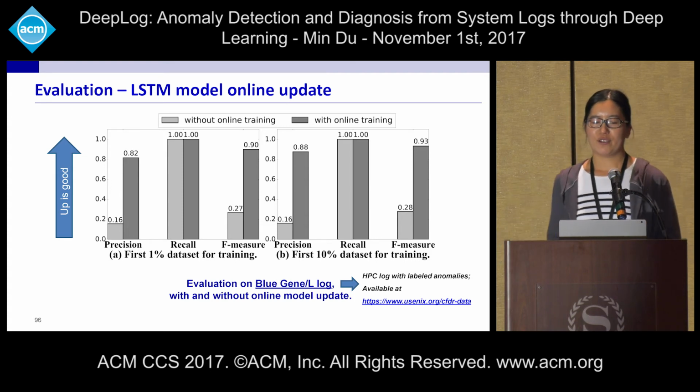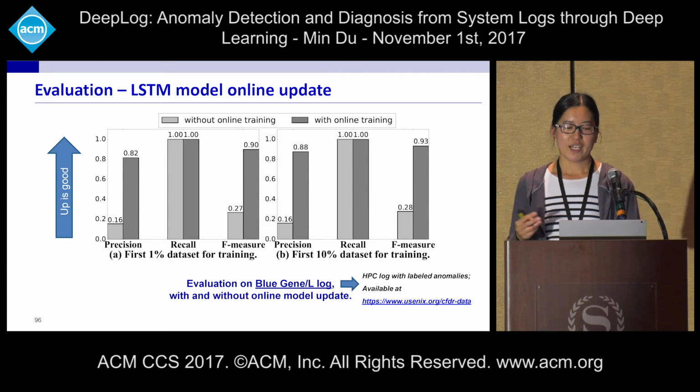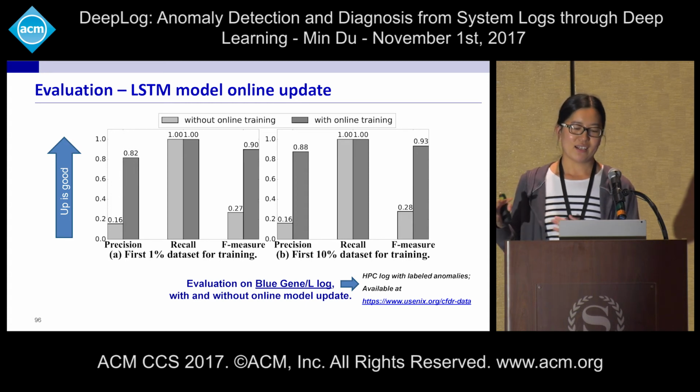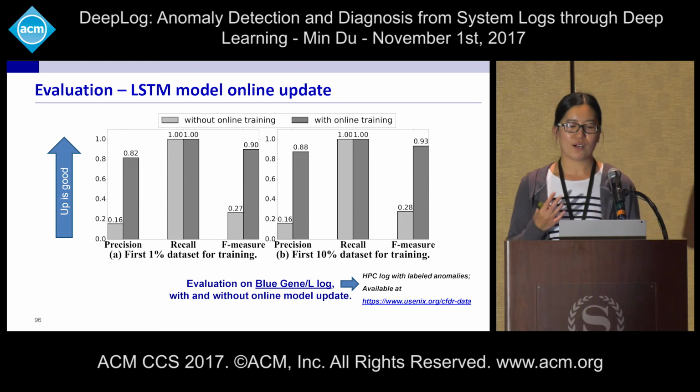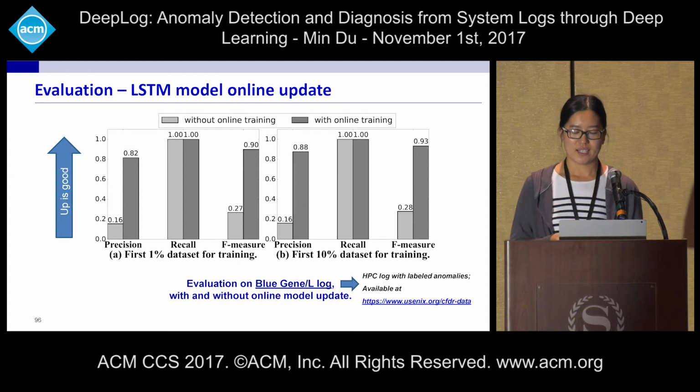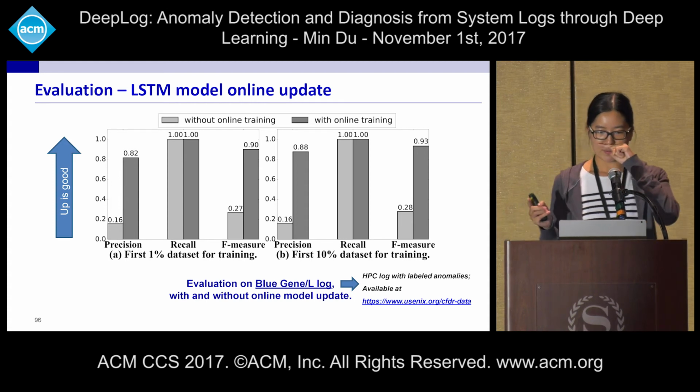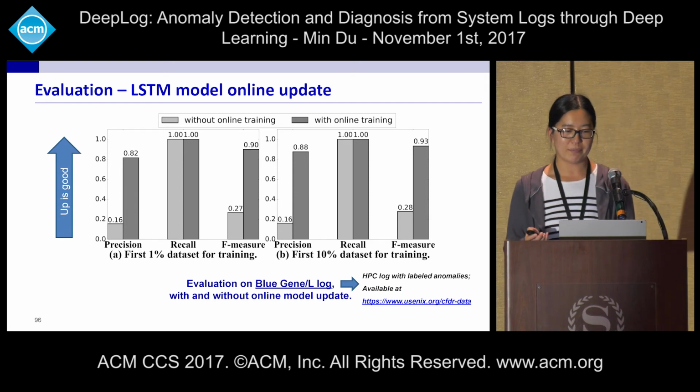So we can see that from the left figure to the right figure, even when we increase the data set for training, the F-measure is not improved by much. But with our online update approach, we could increase the F-measure by a very large percent. Which means we reduce the false positive rate by a large percent.